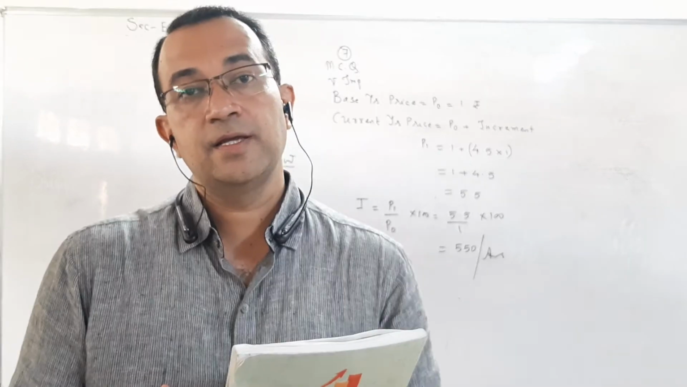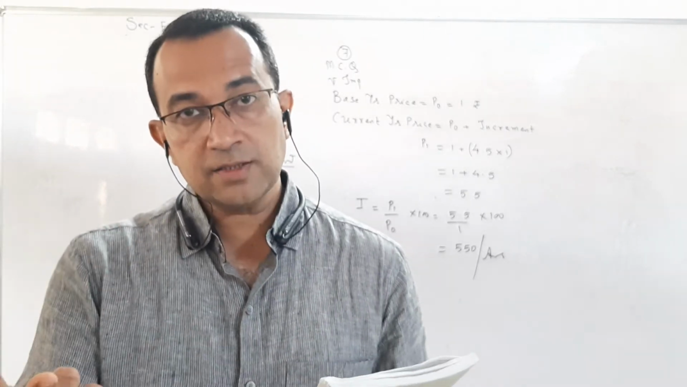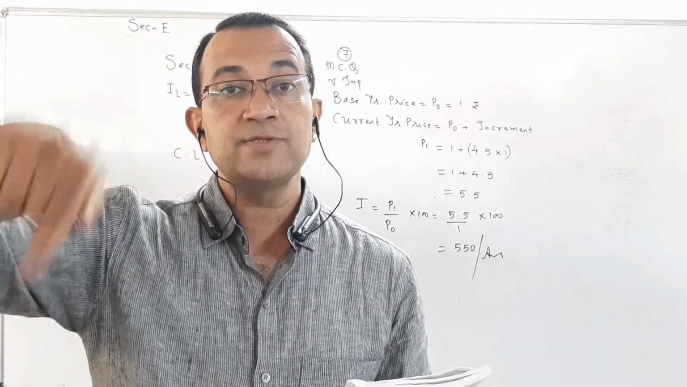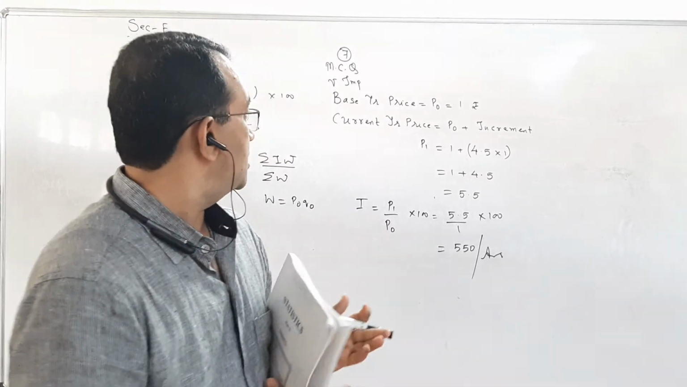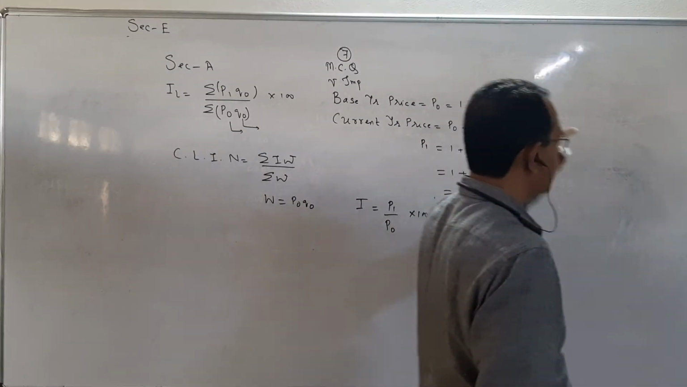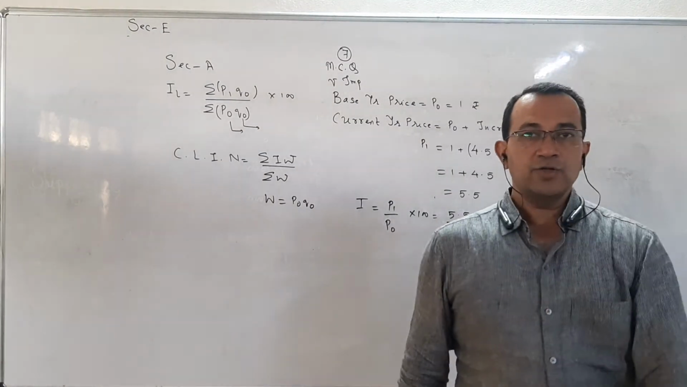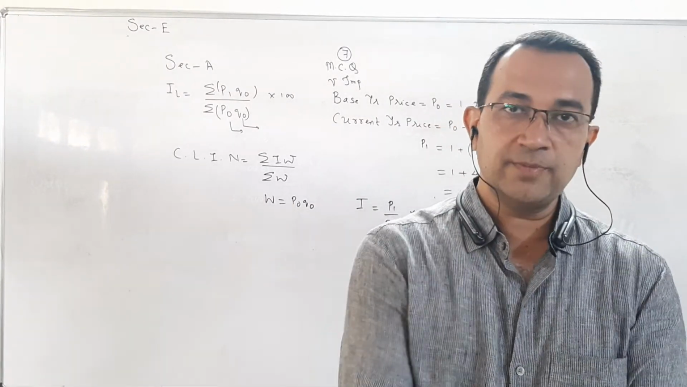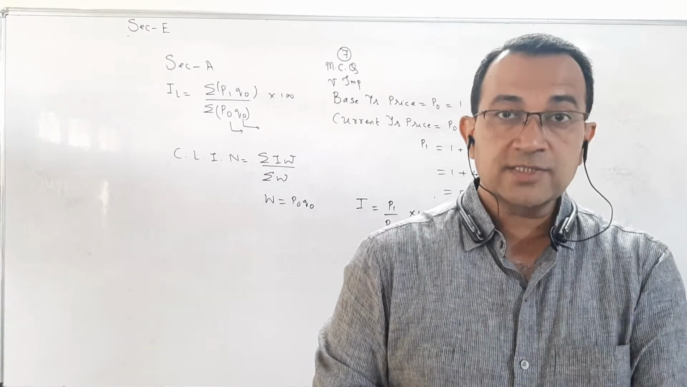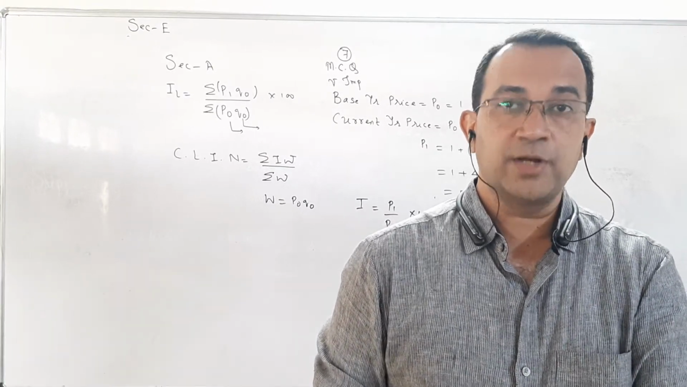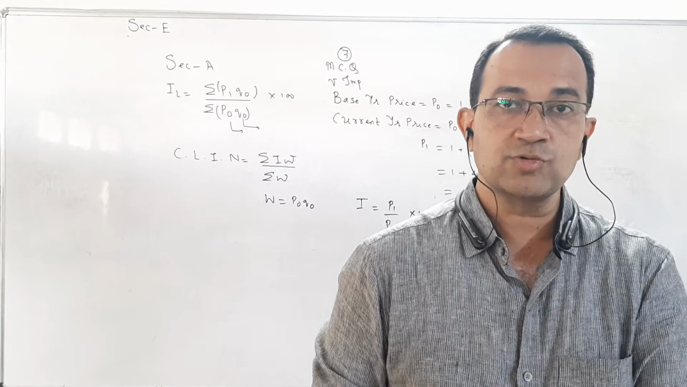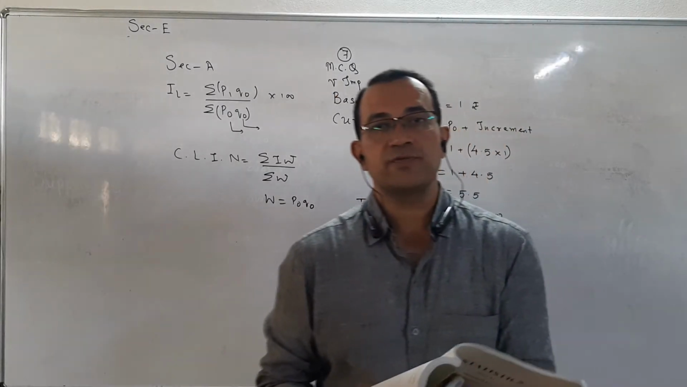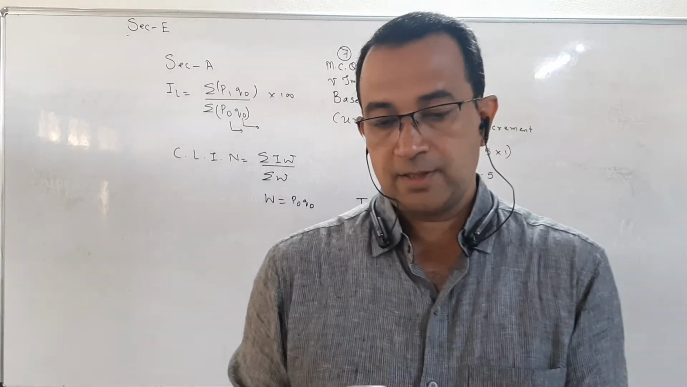Students, understand, the base year's price is 1. Increment in the current year is 4.5 times that of the base year. So the current year's price will be the base year's price plus increment. I told you the salary of a person was 10,000 rupees. He got a rise of 20%. So his current salary would be initial salary plus increment, 10,000 plus 2,000, that is 12,000. This is how, students, we have to remember.